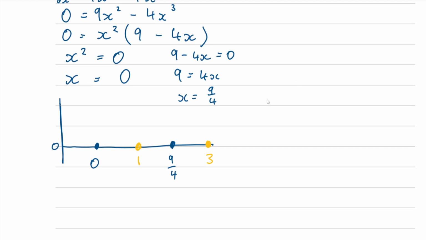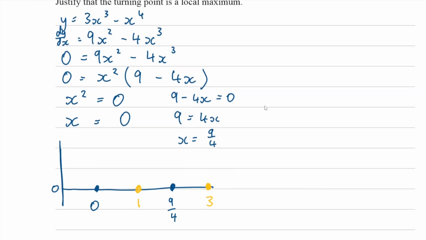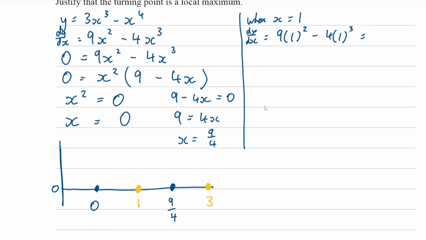Alright, what we'll do now is substitute in 1 and 3 into our gradient function to work out what the gradient is. So when x is equal to 1, the gradient is 9 times 1 squared minus 4 times 1 cubed, which is 9 minus 4, which is 5. So when x is 1, the gradient is positive. It is increasing.